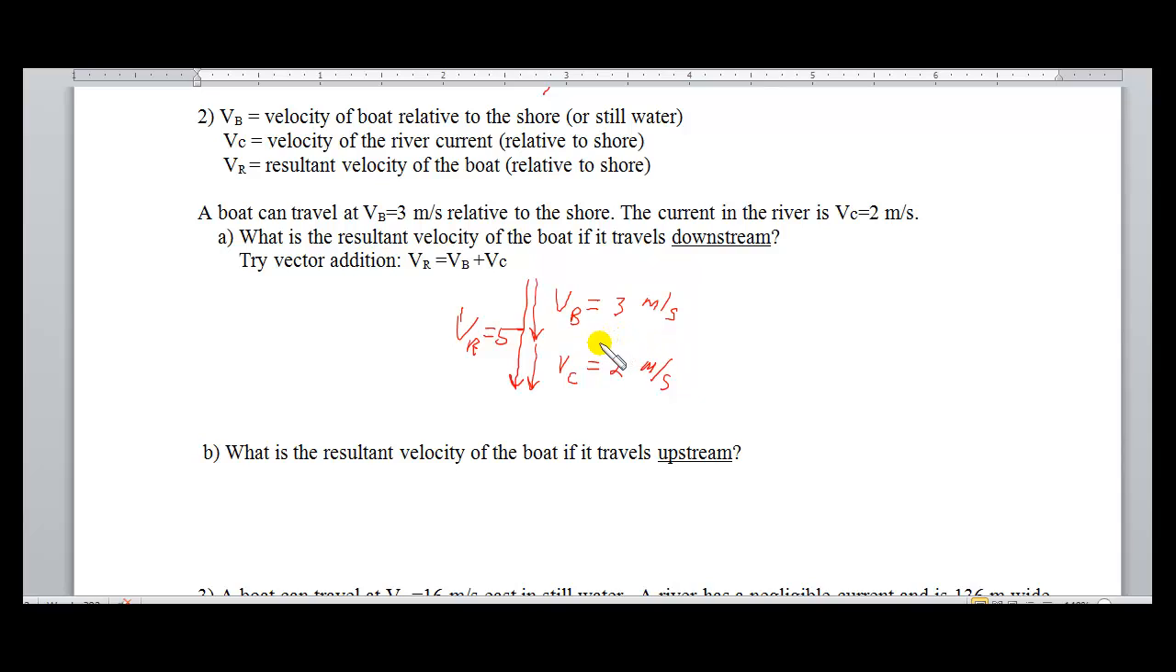So here's our answer. Obviously, we'd be going faster. Our resultant velocity would be 5 meters per second as measured by someone on the shore. If you're in the boat, you say your boat's moving 3 meters per second, but then the current is taking you downstream at 2 meters per second. So on shore, they would say, no, your velocity is actually 5 meters per second. Let's take a look at this question. What is the resultant velocity if the boat travels upstream, that is against the current? Push the pause button and write down a similar vector diagram and the answer.